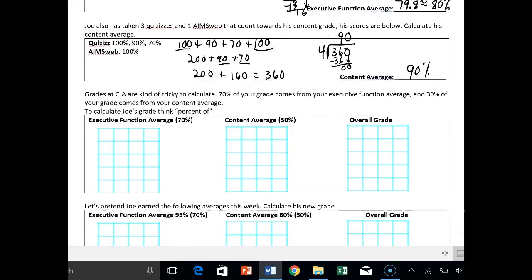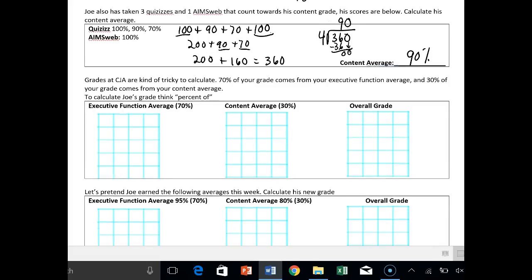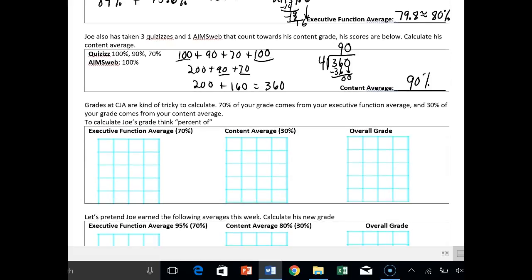All right. Now your grades at CJ are kind of tricky to calculate. 70% of your grade comes from your executive function, and 30% comes from your content. So let's calculate Joe's current average. We'll say 70% of his executive function. So his executive function average, remember, was 80. We rounded up. So 80 times 0.70. We have to do that. And his content average, if you remember, we just calculated, was 90%.